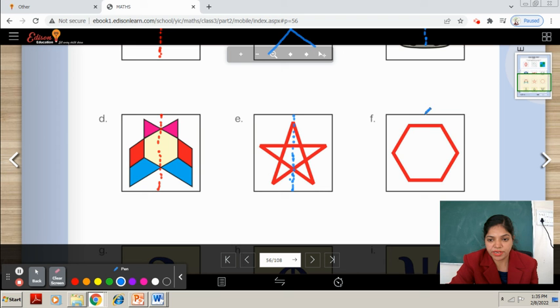Okay. Now in part F, if I draw one vertical line, it will divide this figure into two identical halves. Okay. If I draw one horizontal line, you can see students, it also divides this figure into two identical halves. Okay. So it has two mirror lines.